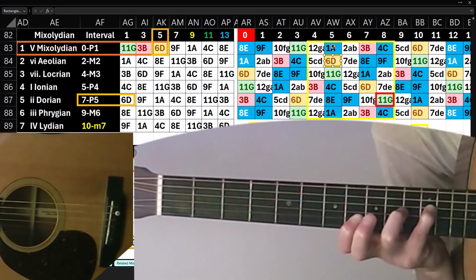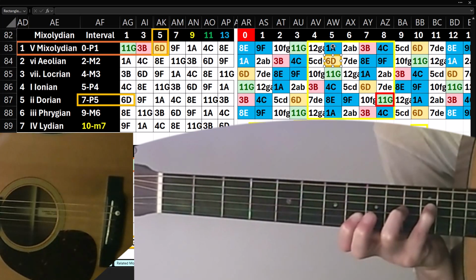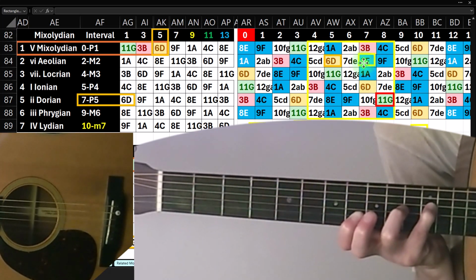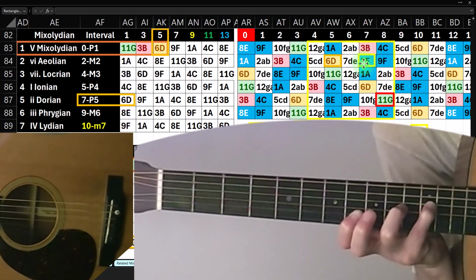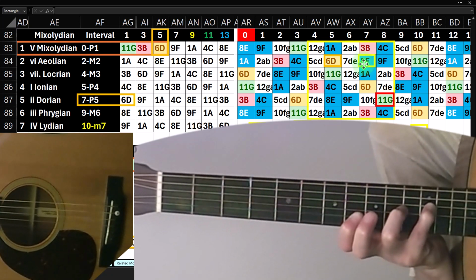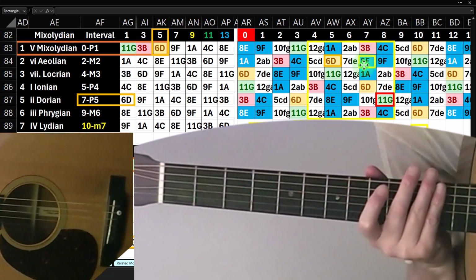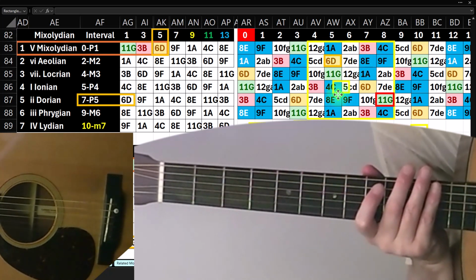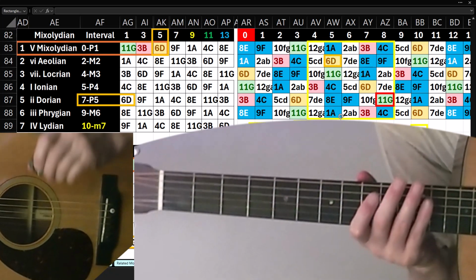So I have to take the inverse distance, which is 12 minus 7, or a distance of 5. It's going to be 5, 10, 15, and then 15 minus 12, because there's only 12 notes in the musical alphabet, is 3, 4, 5. Boom. Let's count it out this way.